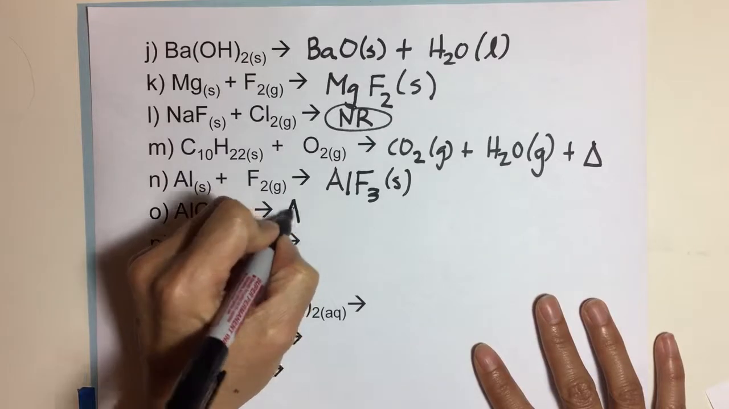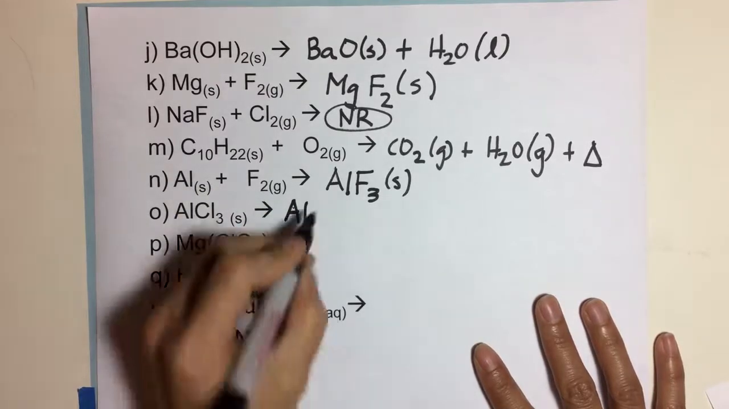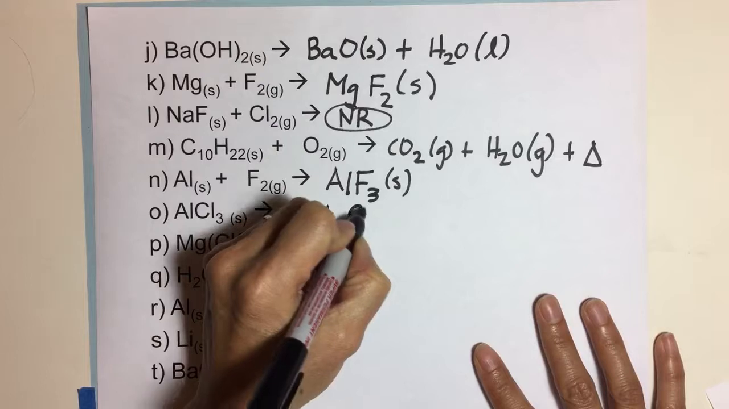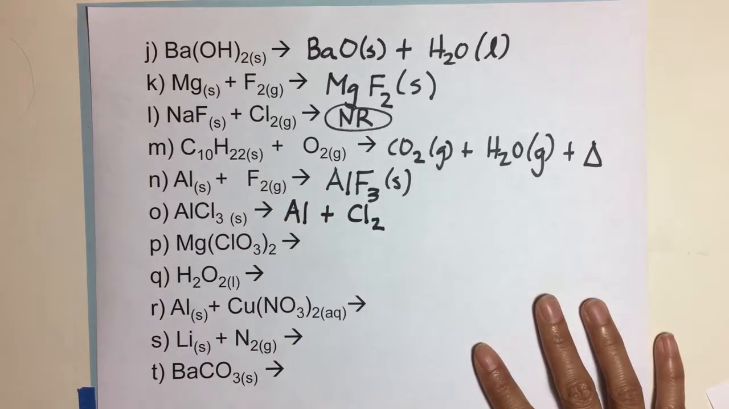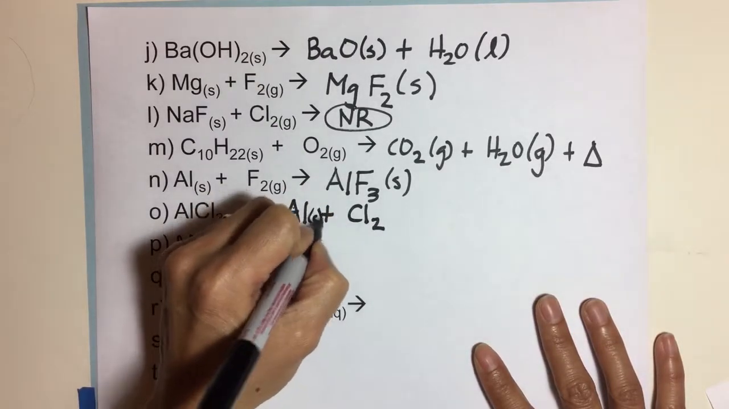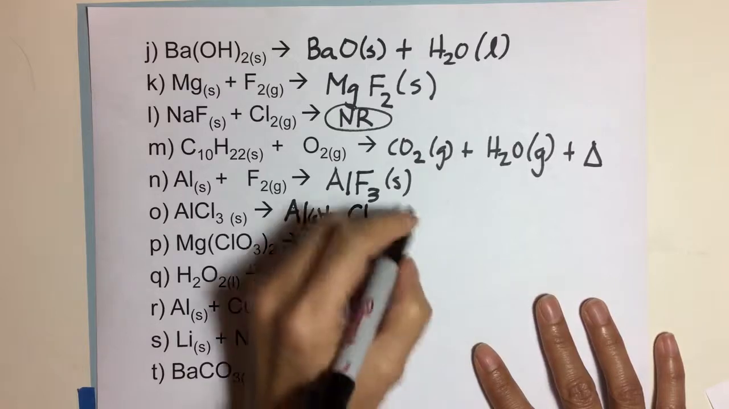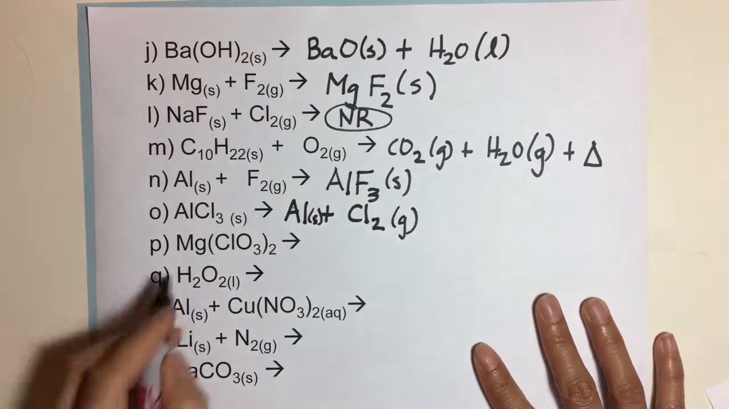This next one, decomp. So in this decomp reaction, you're going to decompose it into its parts. So aluminum and chlorine is a diatomic molecule. So you'll notice that I have it as Cl2, and this is a gas.